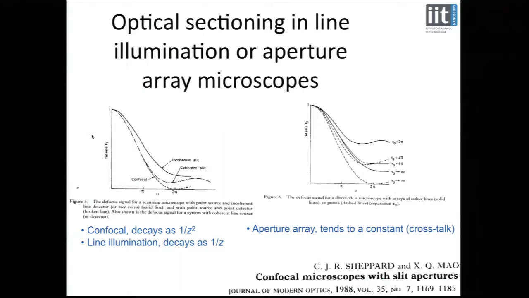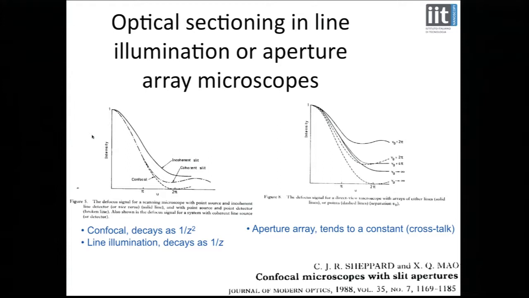Okay, now I've mentioned confocal with a pinhole. I've mentioned using a slit instead of a pinhole. And I've mentioned using an array of spots, an array of pinholes. You never get anything for nothing in this world. So the fact that they're faster, you throw something away. And what you throw away is optical sectioning.